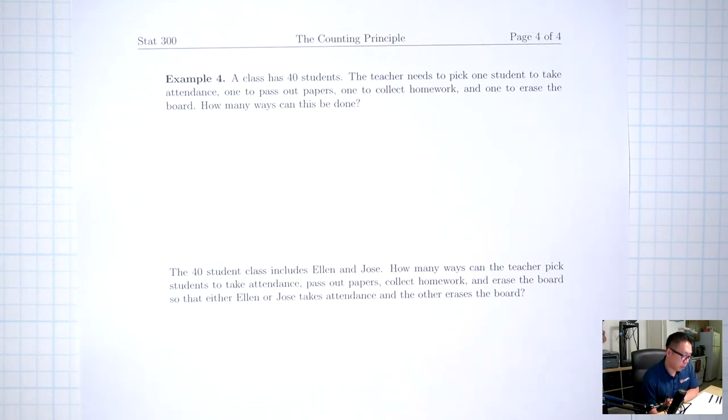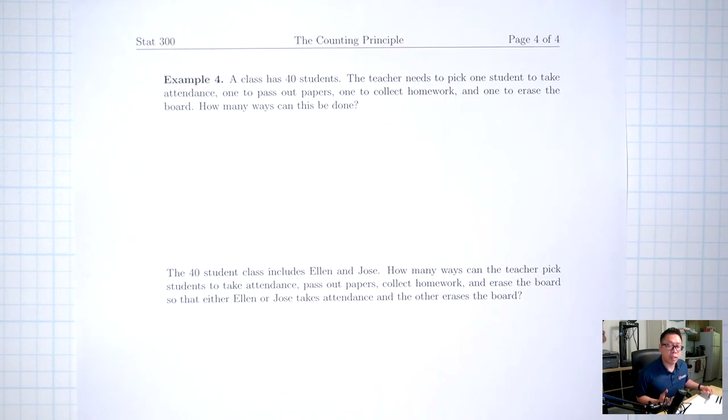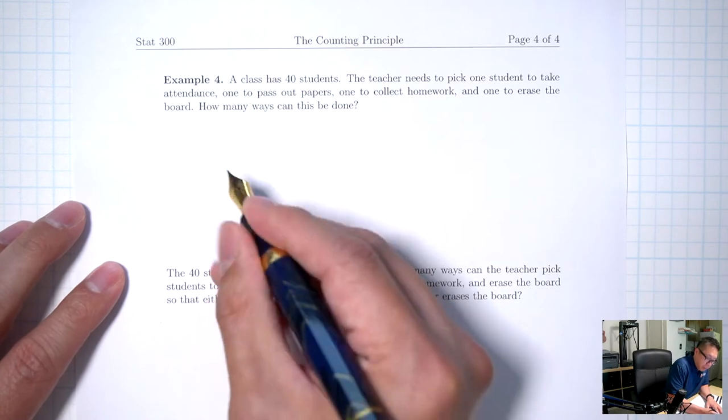Example 4. A class has 40 students. The teacher needs to pick one student to take attendance, one to pass out papers, one to collect homework, and one to erase the board. How many ways can this be done? First thing you need to decide is how many blanks you need. So I need one blank for the attendance taker, one for the paper passer outer, one for the homework collector, and one for the board eraser. So four blanks.